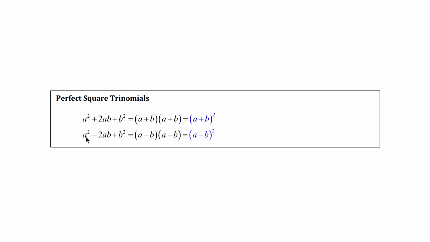Next, we have a perfect square trinomial in the form a squared minus 2ab plus b squared. This is equal to parentheses a minus b times parentheses a minus b, which is also equal to parentheses a minus b squared. To factor a perfect square trinomial in this form, we just find the values of a and b, and then we substitute them into this part of the formula, parentheses a minus b squared.